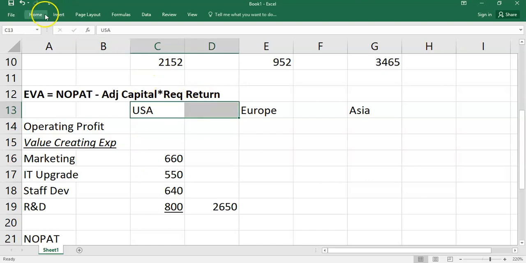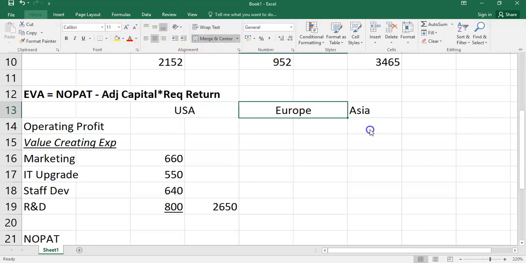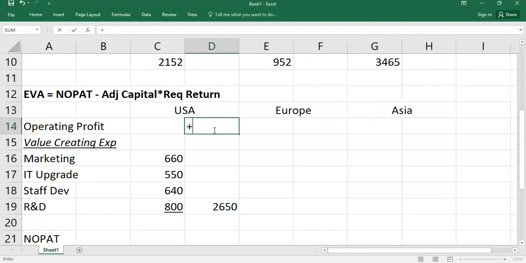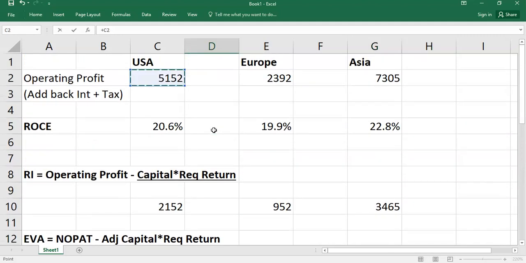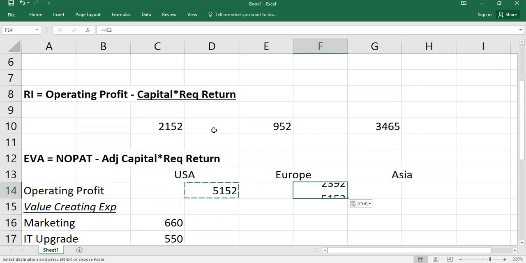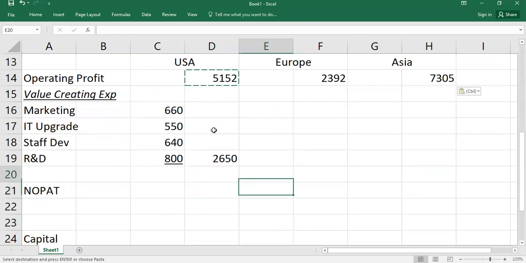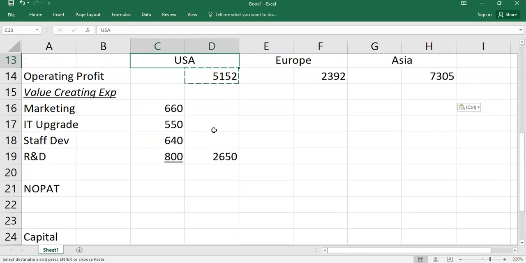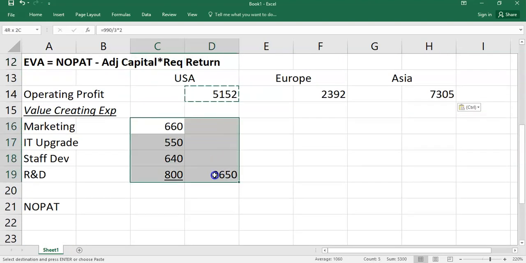Just merge and center those so it's obvious where they're coming from. Do a 2-column approach to make it easier. And you're going to add back those to the USA operating profit, which we have from above, is 5152. So you're going to add back 2650. Those don't disappear. You're essentially crediting the P&L by adding them back, reducing expenses, but you're debiting capital. So you're adding back to your profits, reducing your expenses, and adding onto your capital.